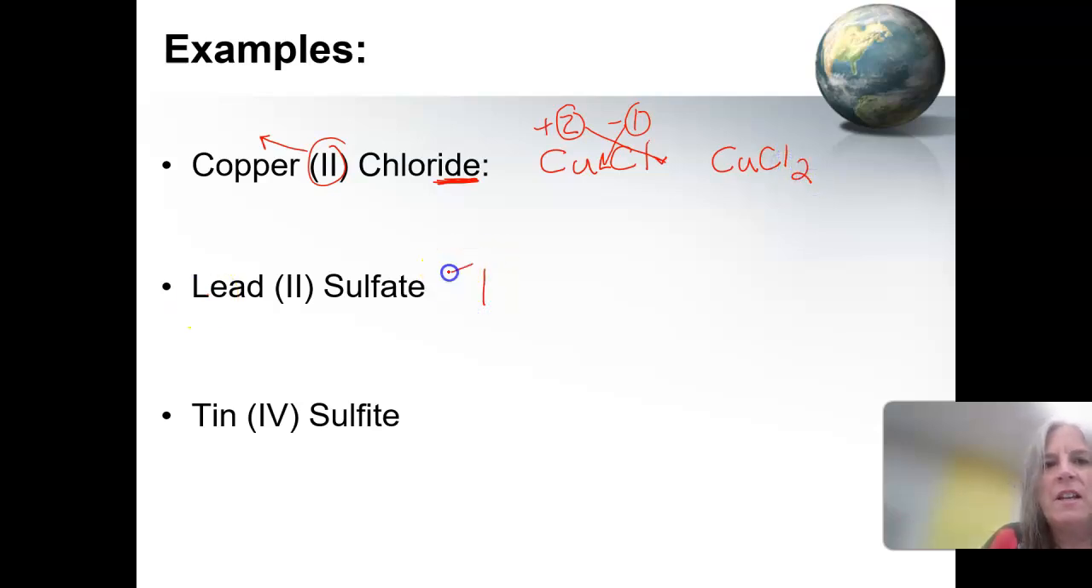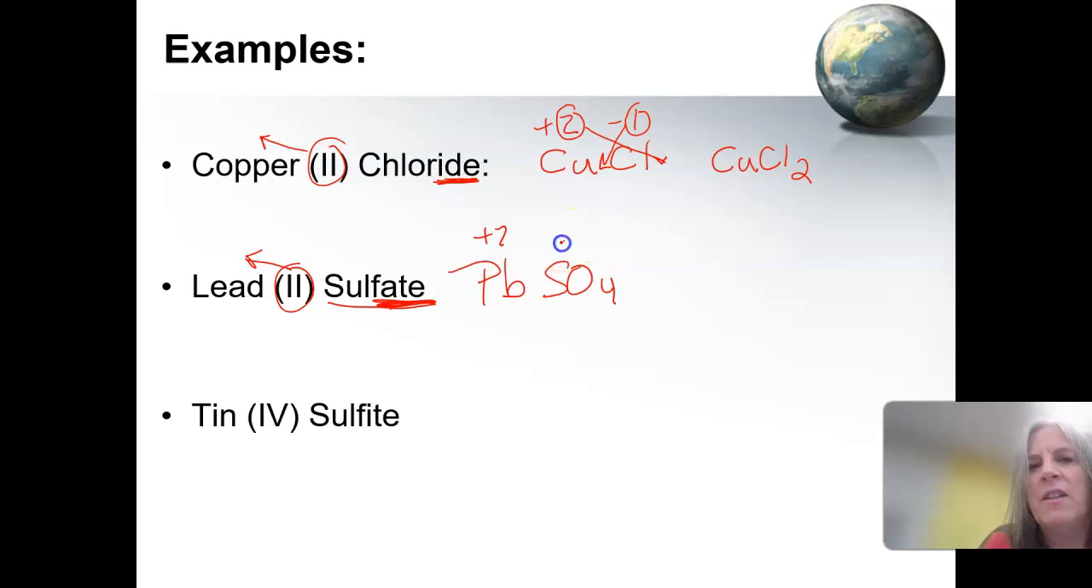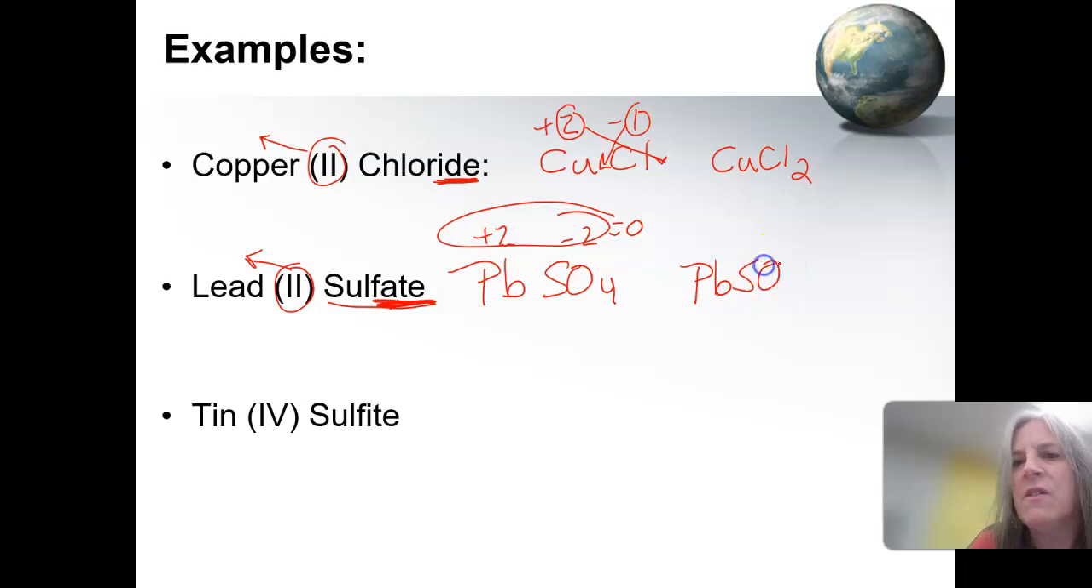Lead 2 sulfate, that's Pb. Sulfate, notice it ends in ate. That means we got to go to the back of our periodic table and find it. Sulfate is SO4. Lead is +2. That's what this means. That's the charge on lead. Sulfate on the back is -2. Notice they have the same charge. That means they equal 0. So that means we don't have to do any sort of crisscross. So you just write PbSO4.